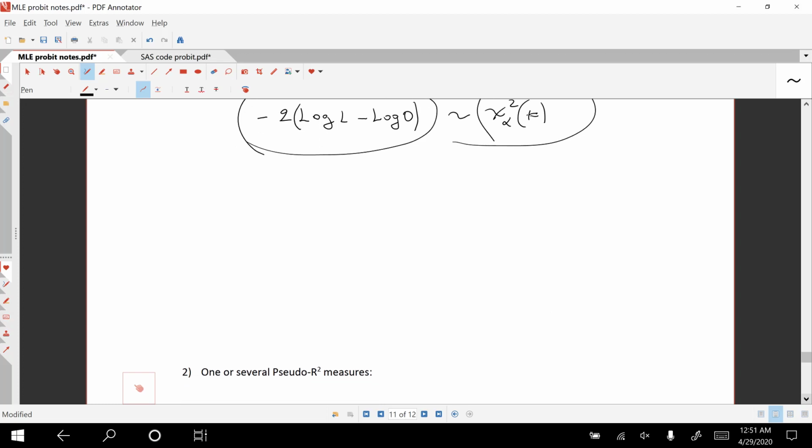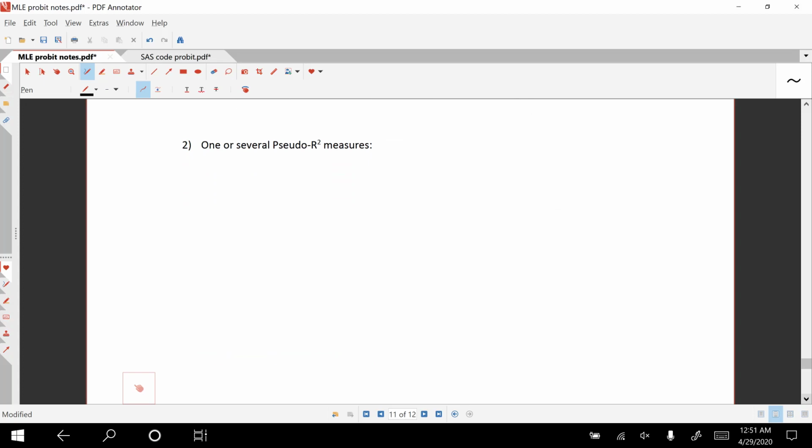The other thing that you're supposed to report is one or several pseudo R-square measures. So remember, the R-square comes from the least squares model, where you are minimizing the sum of squared residuals. Here you are not minimizing, you are maximizing. Remember that log likelihood function. So it is not exactly the same type of measure.